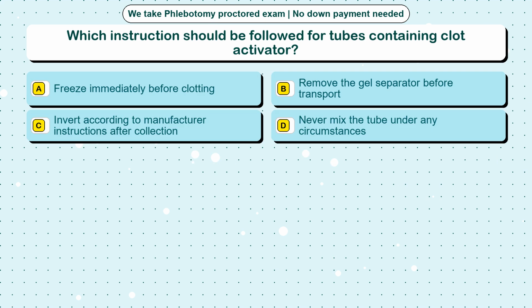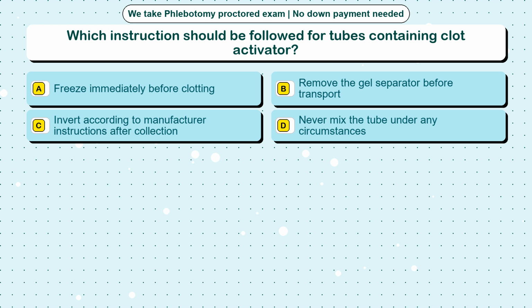Question 45. Which instruction should be followed for tubes containing clot activator? Option A. Freeze immediately before clotting. Option B. Remove the gel separator before transport. Option C. Invert according to manufacturer instructions after collection. Option D.